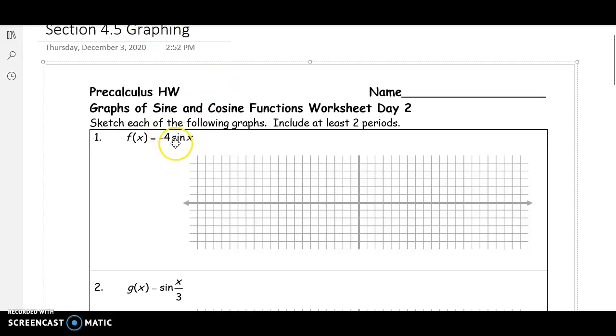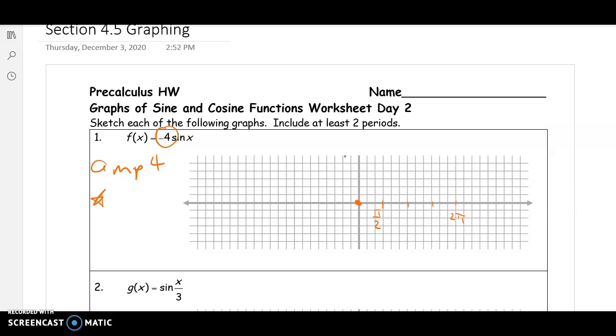Alright, so looking at -4 sine of x, let's do a scale here. Every third tick mark is going to be pi over 2, so this will be 2 pi. That's one full period. Sine starts at 0, 0. That doesn't change. What does the -4 in the front represent? That is an amplitude of 4.